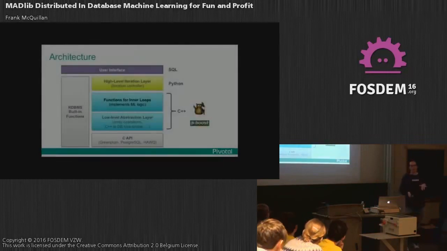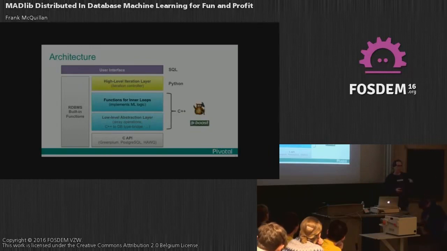Then I'd like to talk to you a little bit about the architecture. Many machine learning problems are iterative in nature, and the architecture, the way it's set up with MADlib, is that it's a combination of Python and C++. We have a high-level iteration controller layer, which is written in Python. The actual core algorithms themselves are implemented in C++. And there's a C++ abstraction layer to the database.